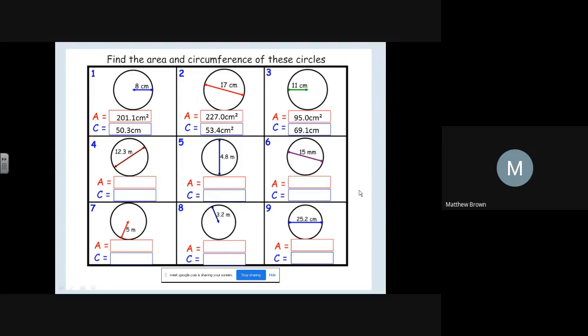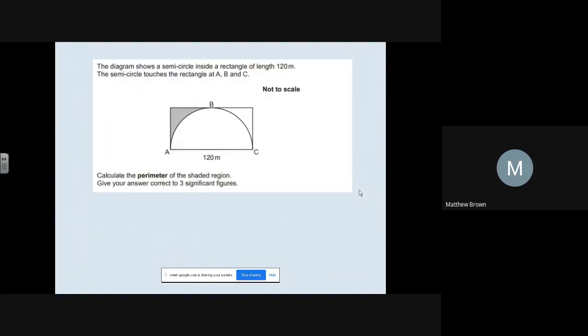Okay, so again, on the higher paper, they like to make these questions a bit more complicated. It's not just sticking numbers into a calculator. So this was from one of the higher papers. It was another 5 marker. We've got a semicircle inside a rectangle. What you need to do is calculate the perimeter of this shaded region up here. Okay, so pause the video, spend a few minutes, try and work it out, give your answer correct to 3 significant figures.